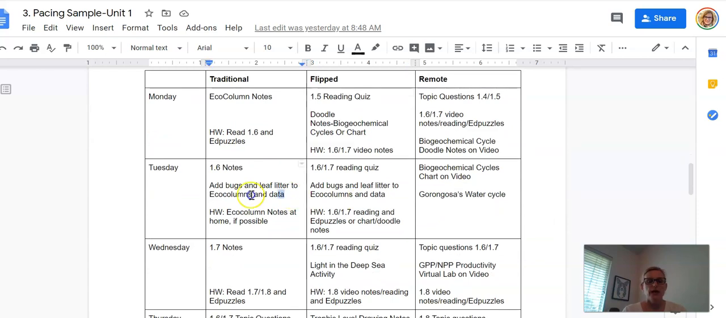And then here we're going to add bugs and leaf litter to eco columns, and we're going to take data. So after your seeds start sprouting, after about a week, you can add detritivores to your eco columns. So worms and pill bugs, roly-polies, pincher bugs, no caterpillars, nothing that will eat your plants.